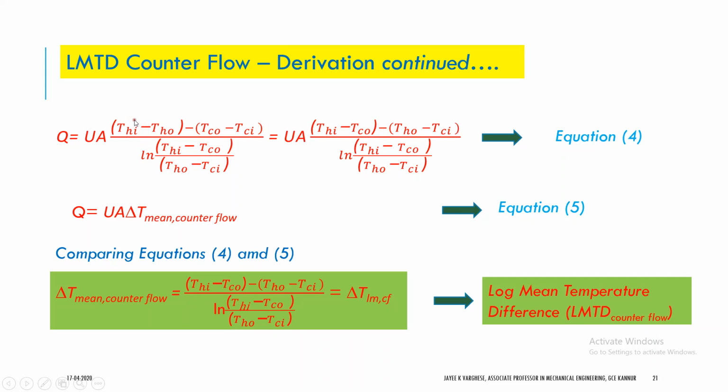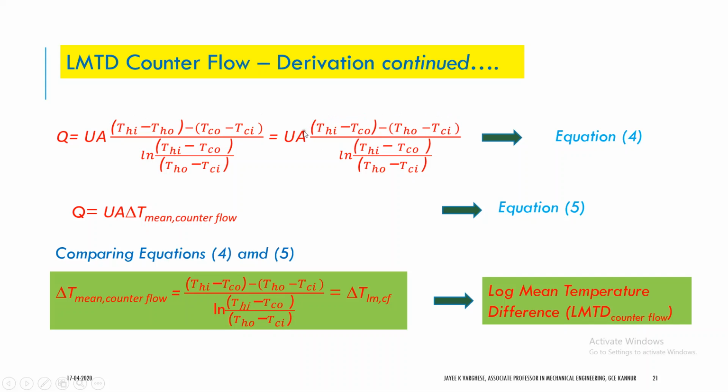Now, this should be rearranged. THI minus TCO, we will write like this: THI minus TCO minus THO minus TCI, divided by log of the same thing. See, why do we write like this? Why can't it be like this itself? Why do we write like this?